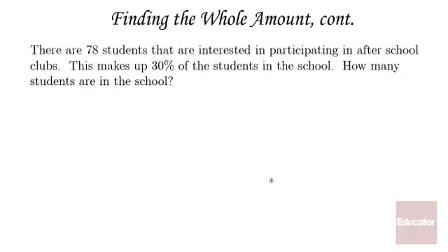There are 78 students that are interested in participating in after-school clubs. This makes up 30% of the students in the school. How many students are in the school? So there are 78 students out of the total amount that we're looking for in the school. I'll call that T for total. And this is equivalent to 30 out of 100.